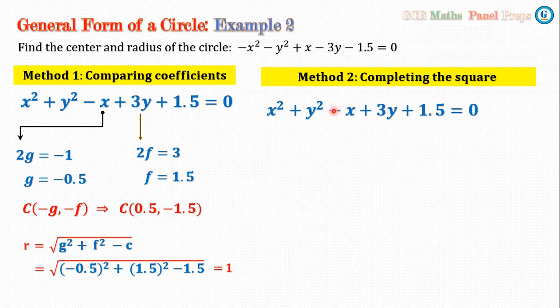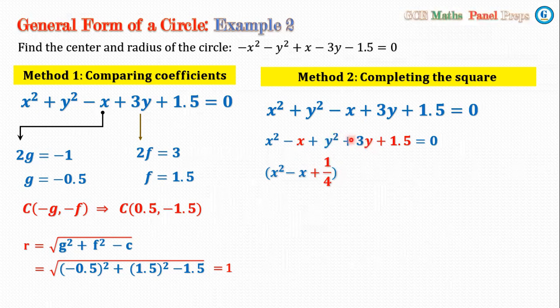I first of all multiply all through by negative: x squared plus y squared minus x plus 3y plus 1.5 equals 0. Now I have x squared minus x, so I can bring this together, and then y squared plus 3y together, plus 1.5 equals 0. Now I equally know from completing the square that x minus a half squared is the same as x squared minus x plus a quarter. And y squared plus 3y plus a certain number.